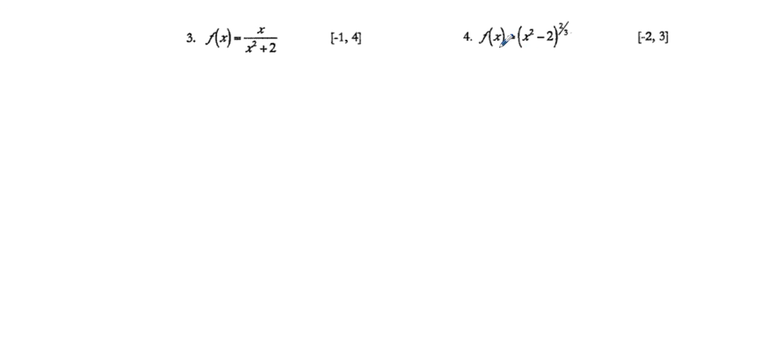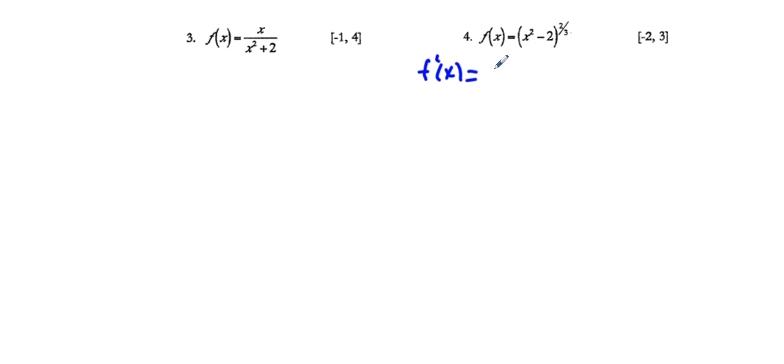Okay, we have this function here, f of x equals quantity x squared minus 2 to the 2/3 power from the closed interval of negative 2 to 3. So we're going to find f prime of x, and that's going to be this quantity here. We're using our power rule and the chain rule combined.